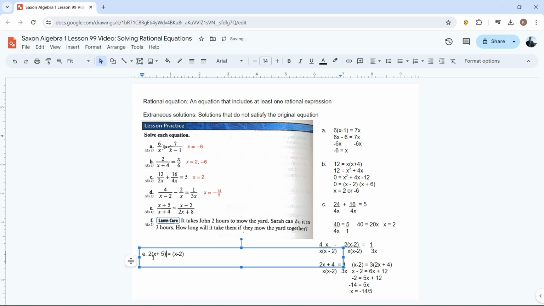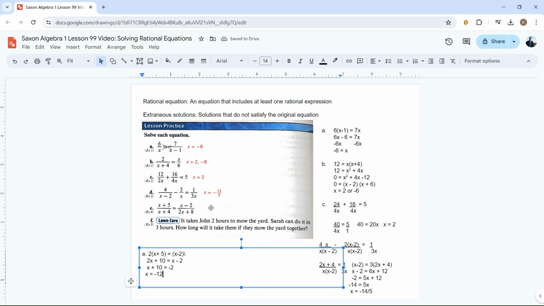So now I'm going to distribute. Instead of 2x plus 5, that becomes 2x plus 10 equals x minus 2. Okay, I'm going to subtract x from both sides. That gives me x plus 10 equals negative 2. And now I'm going to subtract 10 from both sides. I get x equals negative 12. Okay, x equals negative 12.